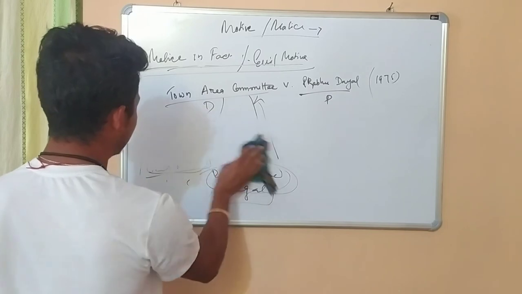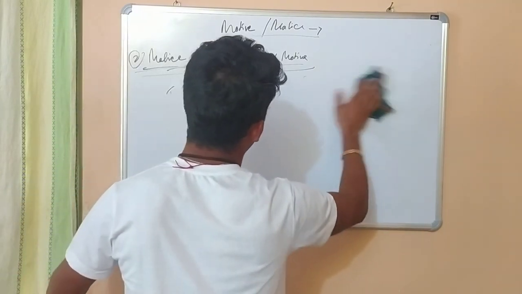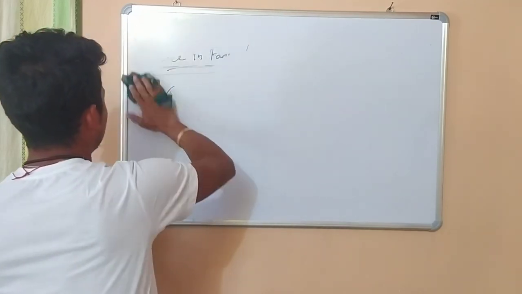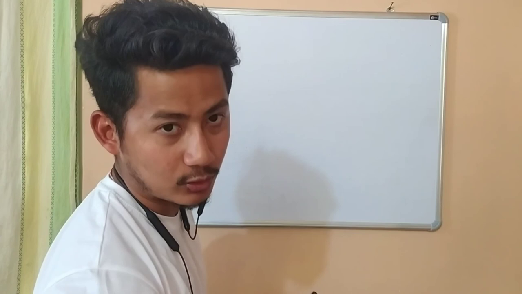So this is the end of this video today. So we have discussed today malice motive, tort of conversion, and mental element in the tortious liability.